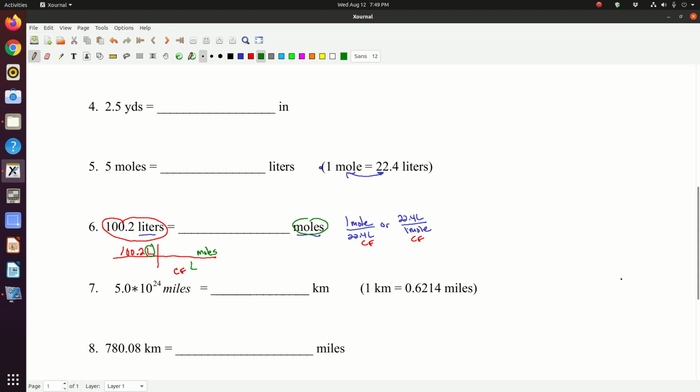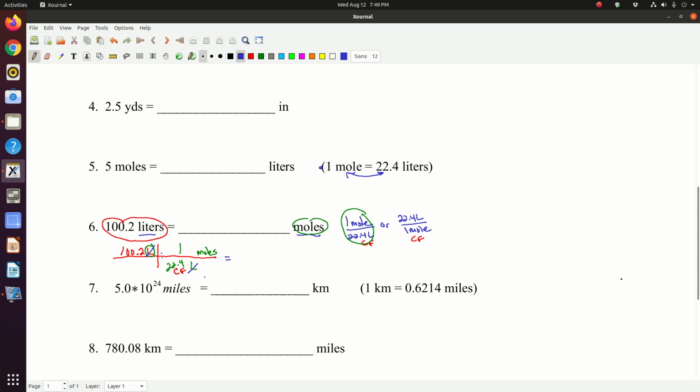Okay, so I go over here and look, and this first conversion factor has 1 mole on top and 22.4 liters on the bottom. That's the correct conversion factor. And now I cancel out numerator, denominator, and if I do the math, I just divide 100.2 by 22.4. This is a division. On the top and the bottom, you divide. If it's side by side, you multiply. Okay? But top and bottom, you divide.